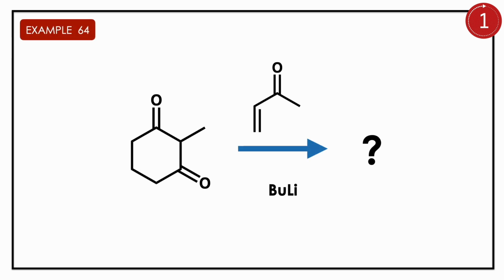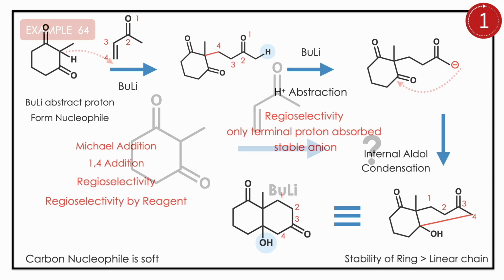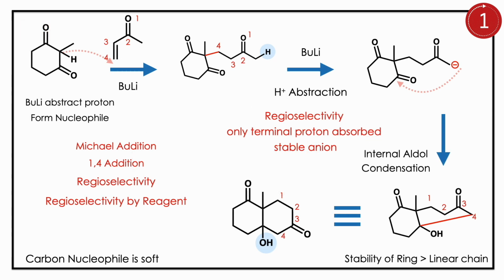Then the next example, you have a diketone with a methyl group on the cyclohexane. You are reacting with an alpha beta unsaturated ketone with butyl lithium. You should find what will be the final product. Here you are using butyl lithium. Butyl lithium can abstract the proton. The proton abstraction creates the carbon nucleophile.